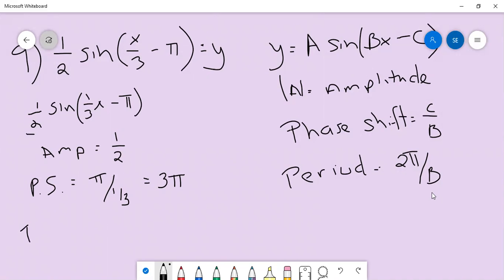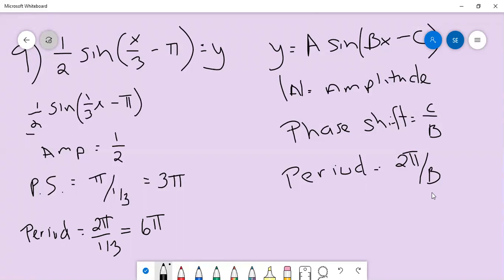Now our period is 2 pi divided by 1/3. And again, when we divide by a fraction, we can multiply by its reciprocal. The reciprocal is just 3 over 1, which is just 3. So 2 pi times 3 is 6 pi.